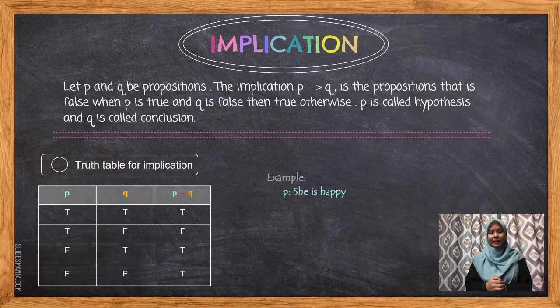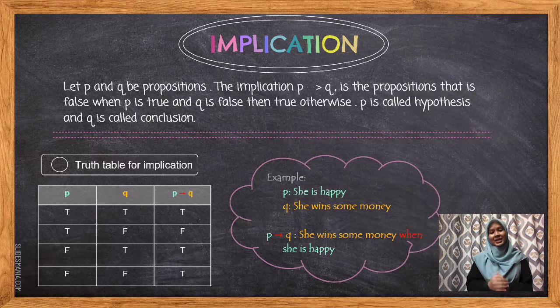Let's see the example of English statement. P, she is happy. Q, she wins some money. P implies Q: she wins some money when she is happy.